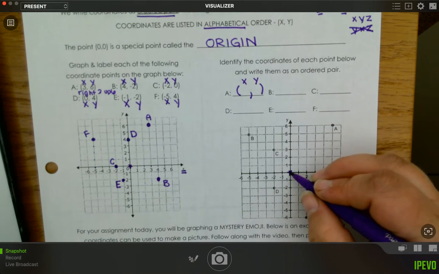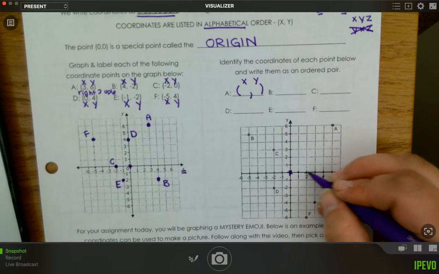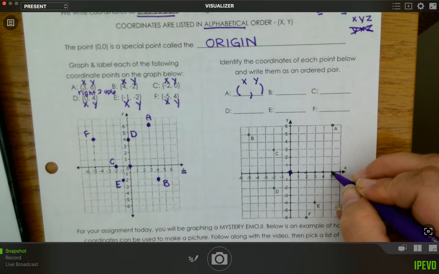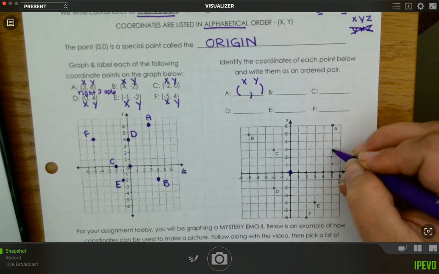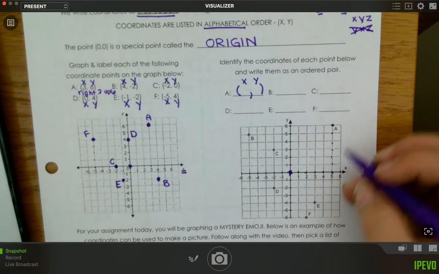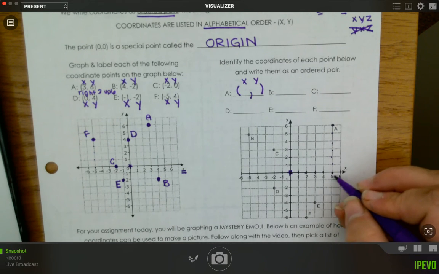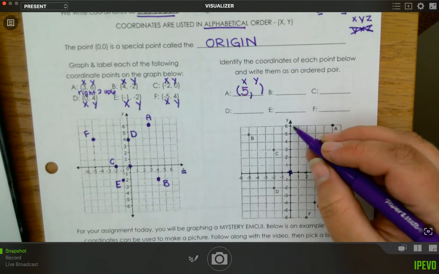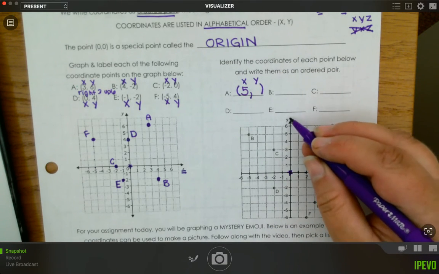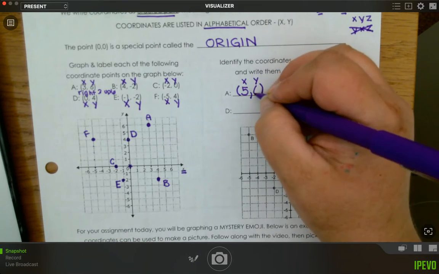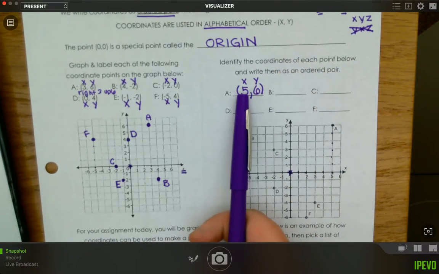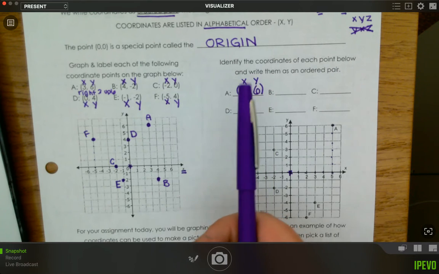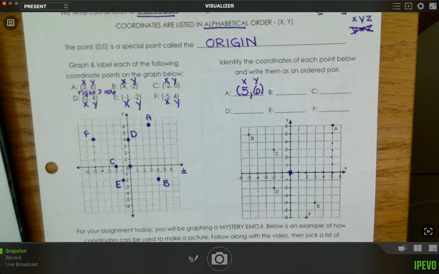Well, you're going to go right 1, 2, 3, 4, 5, and up 1, 2, 3, 4, 5, 6. So 5 is my x value, and negative 6 is my y value. Sorry, positive 6 is my y value. Right 5 and up 6 is 5, 6. We're going left and right before we go up and down. Now let's go find B.